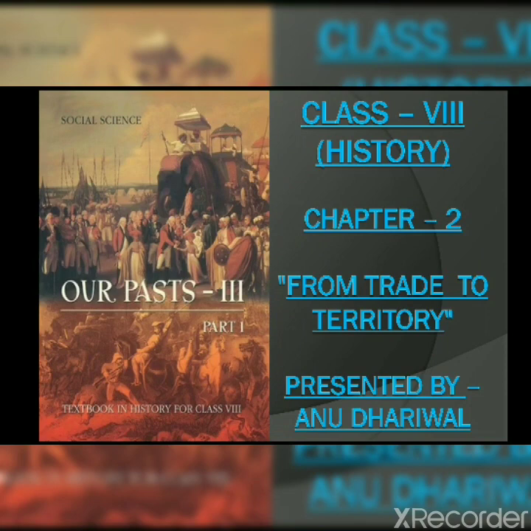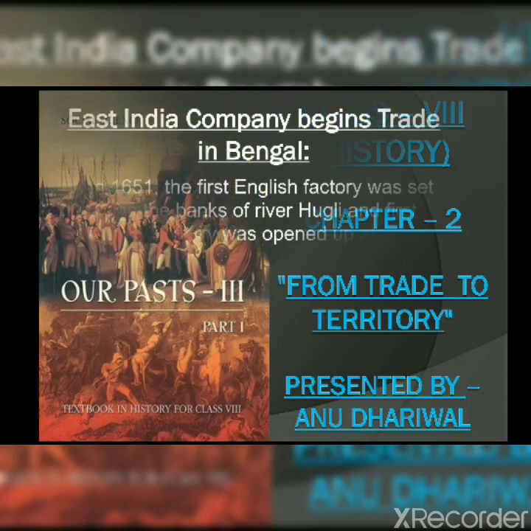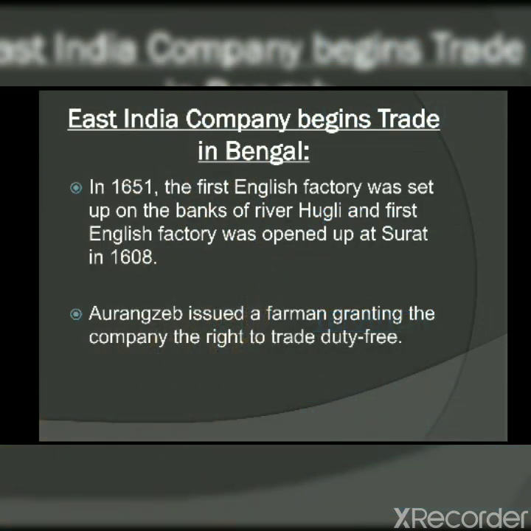Children, as you know, we are discussing History, Chapter 2, titled From Trade to Territory, from your NCERT textbook, Our Past, 3rd. In the last session, children, we discussed Aurangzeb, who was the last powerful Mughal ruler, and how East India Company came east and started their company. Now let us study how East India Company begins trade in Bengal.